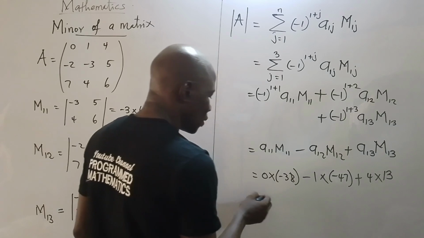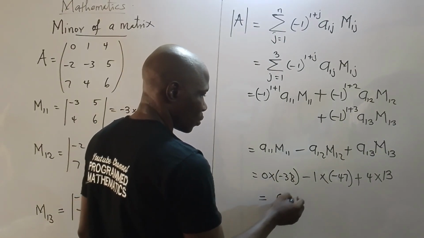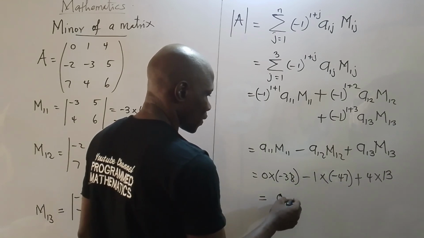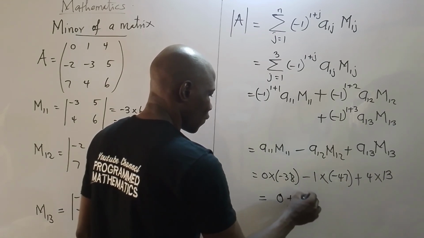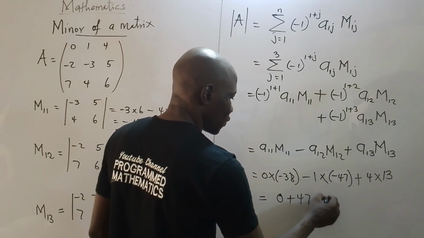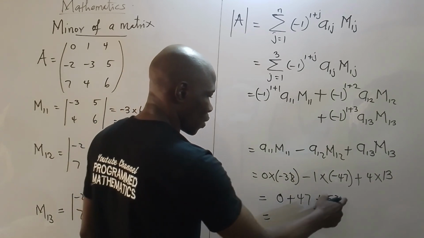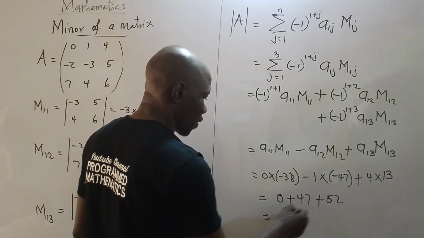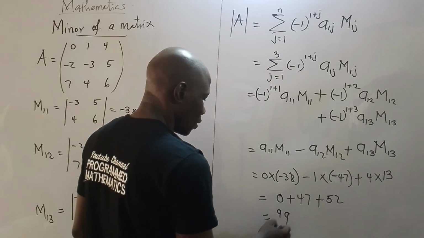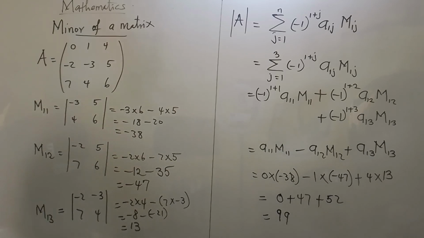So every other thing here you simplify. This is 0. Okay, 0 minus 1 times minus 47 is plus 47. Then plus 4 times 13 is 52. So we have this together: 47 plus 52, 7 plus 2 is 9, 4 plus 5 is 9. So the determinant of this matrix A is simply equal to 99.